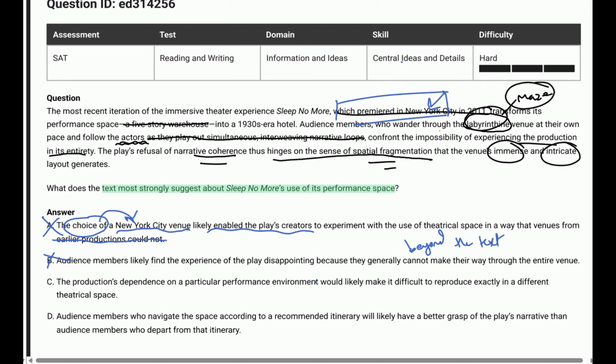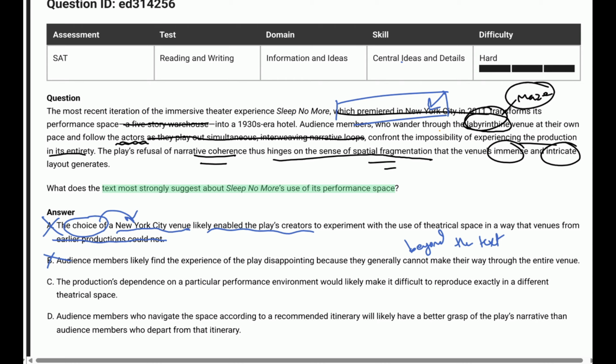So it's not B. The production's dependence on a particular performance environment would likely make it difficult to reproduce exactly in a different theatrical space. Hold on, let me read that again. The production's dependence on a particular performance environment, again, you have this labyrinth-like, maze-like place, and they're doing everything there, would likely make it difficult to reproduce exactly in a different theatrical space.